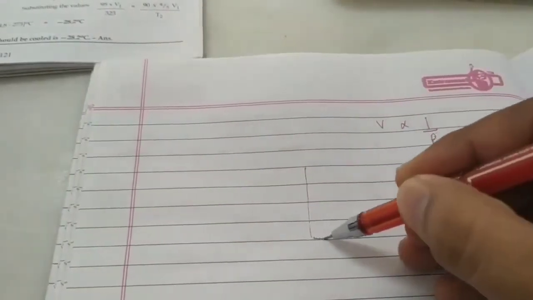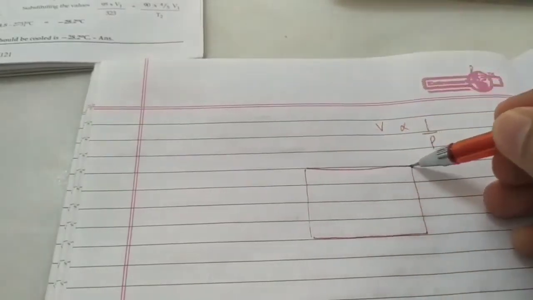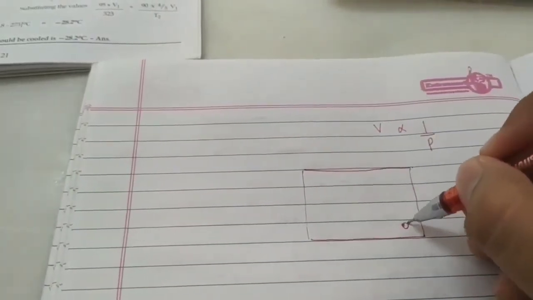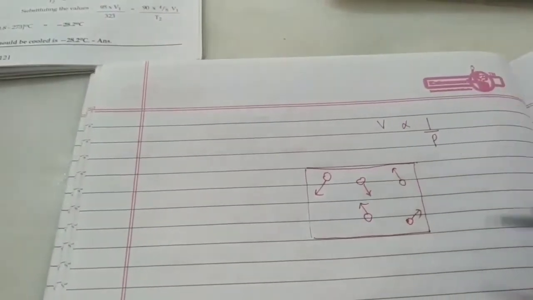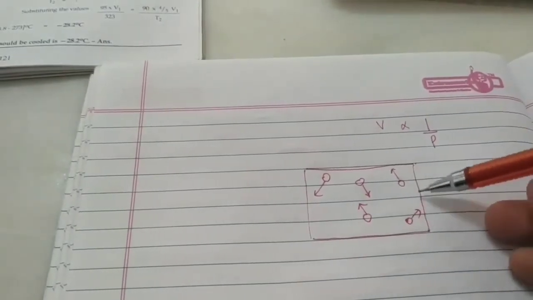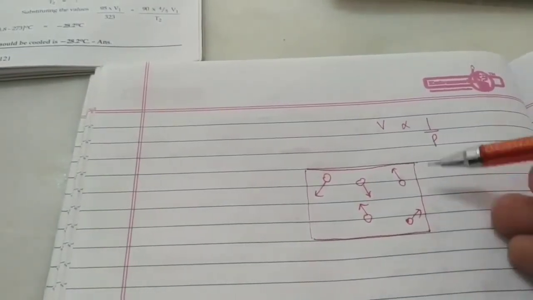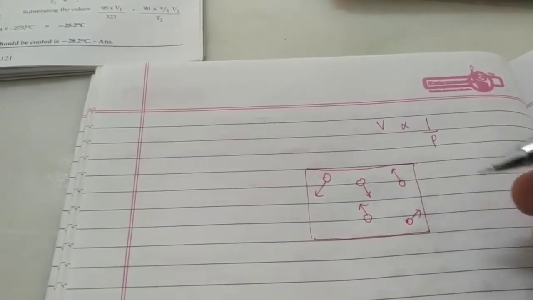So imagine that there is a vessel or a container with a particular volume. The molecules of the gases are moving randomly inside, colliding with each other and with the walls of the container, and the collisions with the walls of the container is the reason why a pressure is exerted. And the pressure depends on the frequency of the collisions.